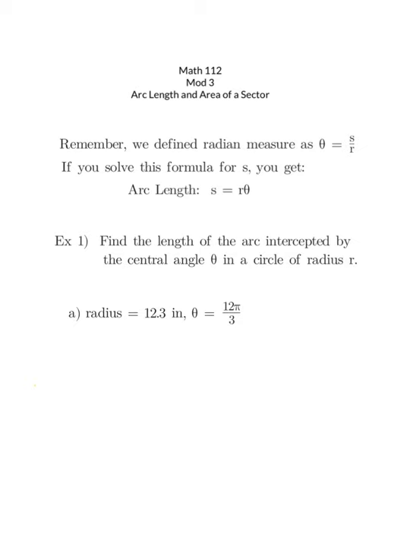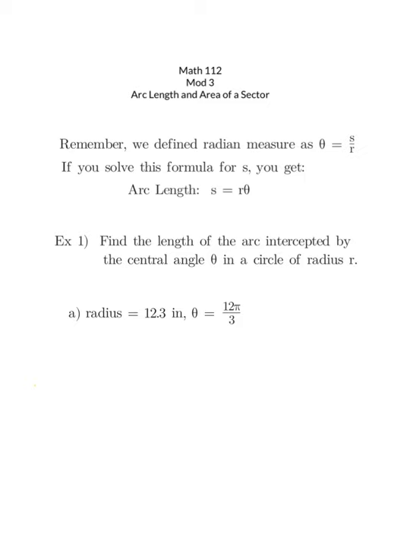For our first example, putting this formula into play, we are asked to find the length of the arc intercepted by a central angle theta in a circle of radius r. In example A, we have a radius of 12.3 inches, and our angle theta is 12 pi over 3 radians. It's really important that you remember that all of these formulas require your angle measure to be in radians. So this one is just going to be putting the formula into play.